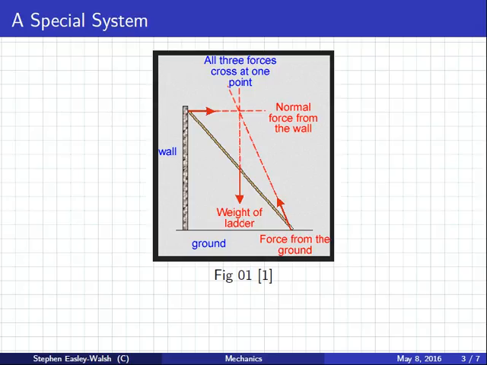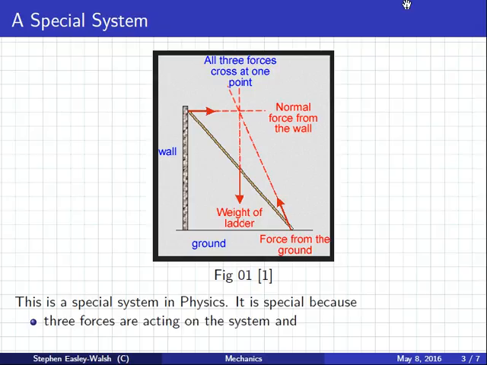Now, when you look at those 3 forces and you draw them, what do you notice about them? Well, you should notice that the 3 forces all meet at one point. And this only happens when you have 3 of them. It's a special situation, and this is useful for calculating angles. It's special because there's 3 forces acting on the system and the system's in equilibrium. So if it's balanced and you have 3 forces, then they all meet at one point.